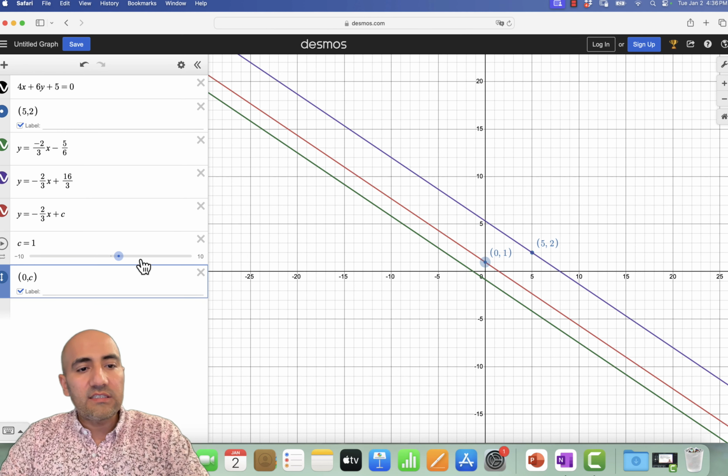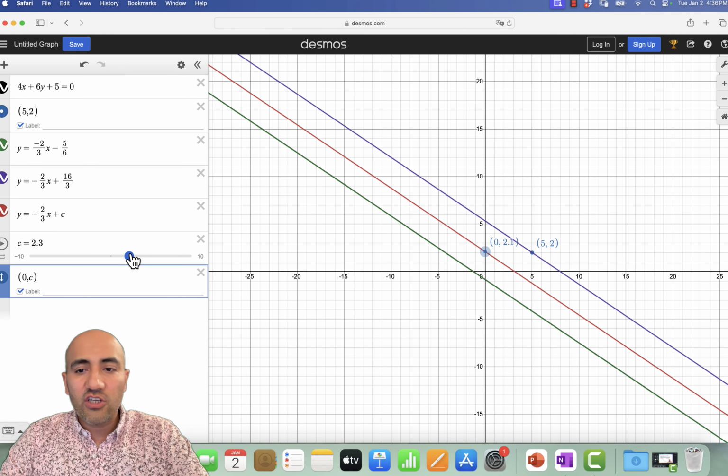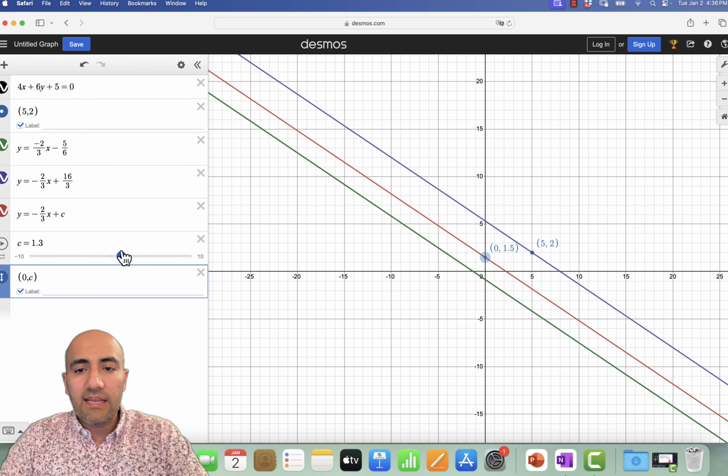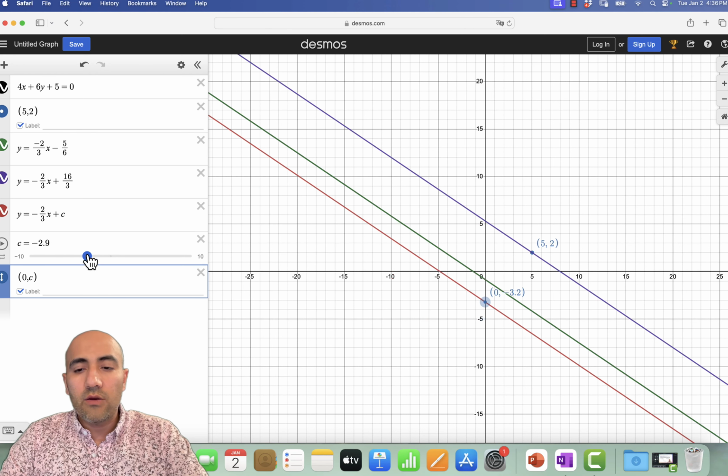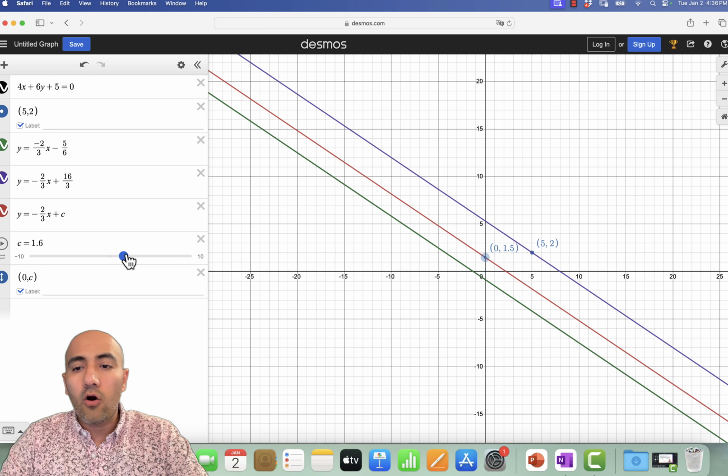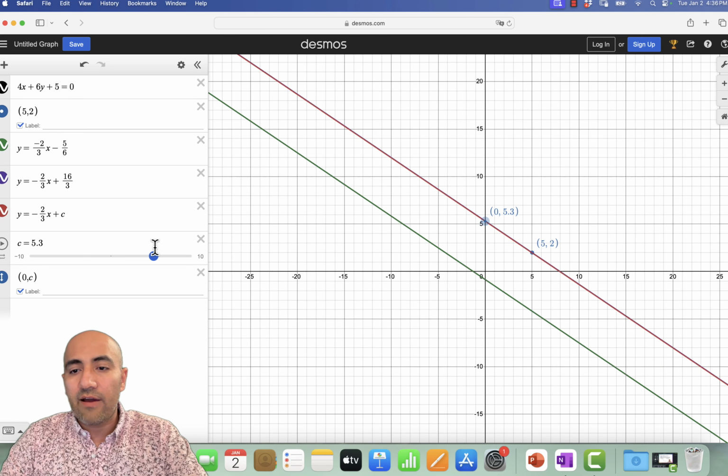So at the moment, c is a 1. So that's why it's graphing the point 0, 1. But then as this changes, we can get an infinite number of lines that are all parallel to that green one, right? But there's only one parallel line that also goes to the point 5, 2. And that's where we arrive at this, right? But there's really an infinite number, right?